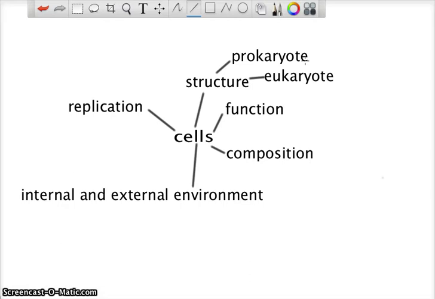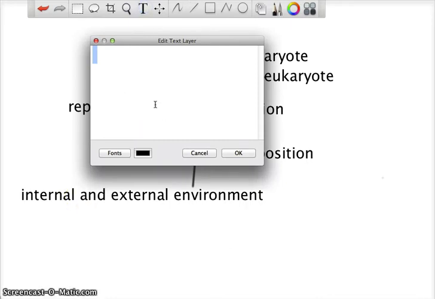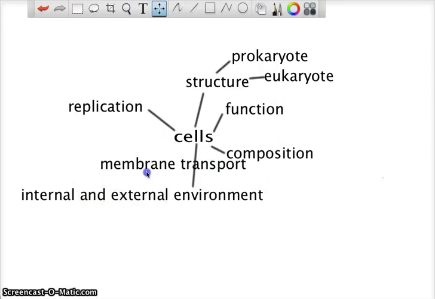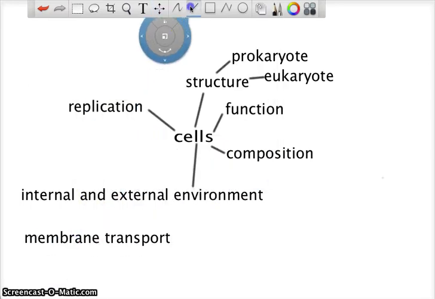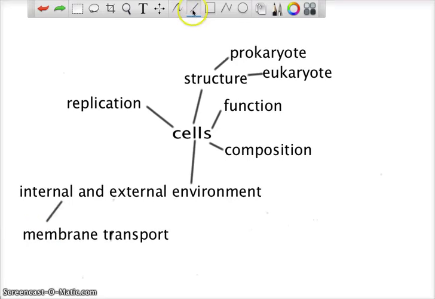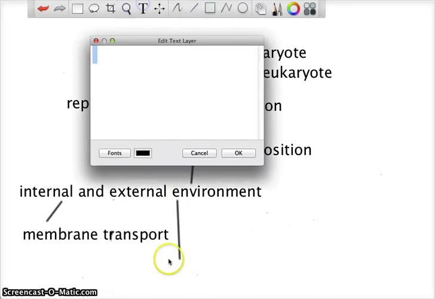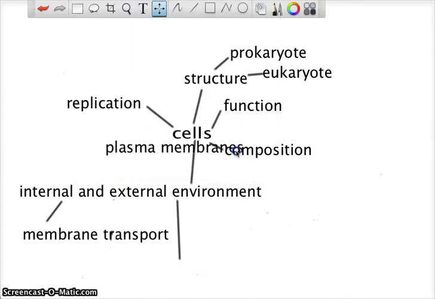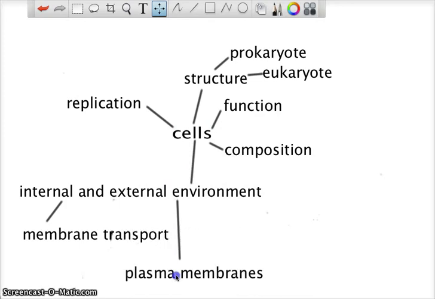In terms of the internal and external environments, we'll be talking about lots of different things there as well. So we'll be talking about membrane transport, so how different nutrients, different chemicals get into and out of the cell. Obviously, with talking about membrane transport, we're going to have to be talking about plasma membranes. Plasma membranes control what enters or leaves the cell.